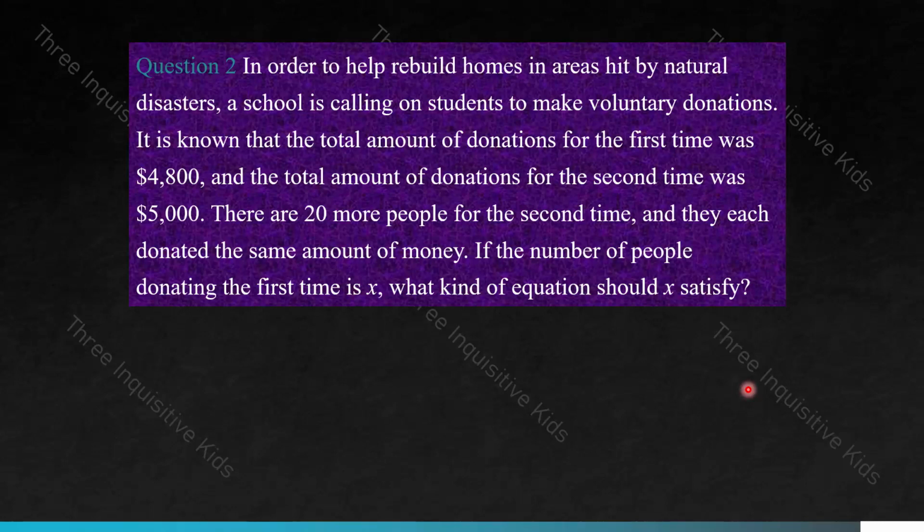Now I want you to analyze the word problem one sentence at a time and then break it down into its equivalent relationships. And then use those equivalent relationships to write an equation that includes x. So this is what your solution should have looked like. 4,800 over x is equal to 5,000 over x plus 20.